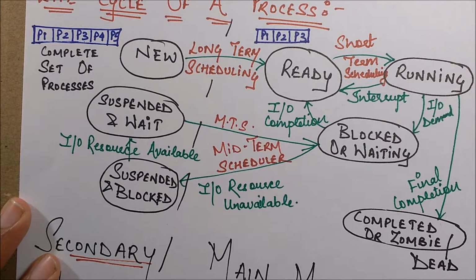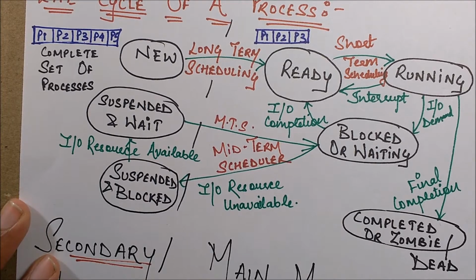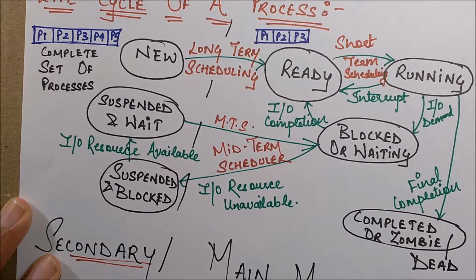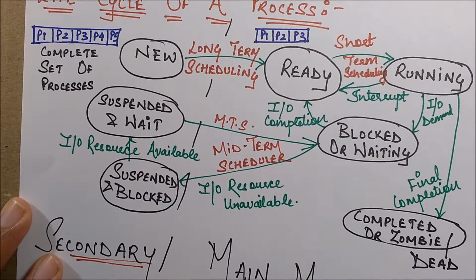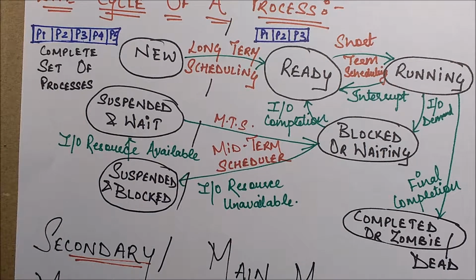Now when would that be possible? When I would do so, in a case when the process is executing but its deadline has already expired, so there is no use of executing that process. In that case I would just forcefully stop that process. So that stage is known as the completed or zombie or dead state. So that's all for the states of this process.